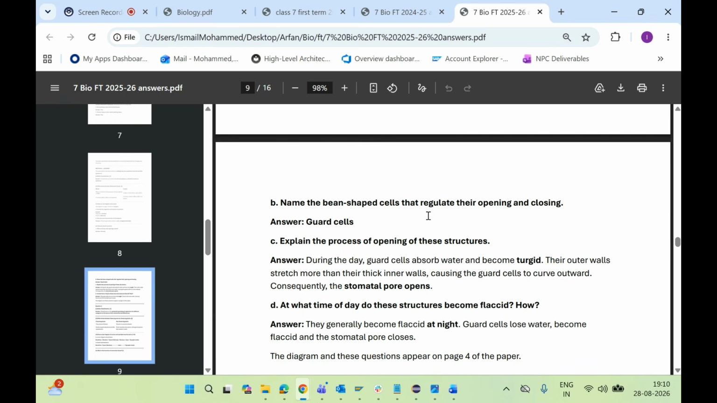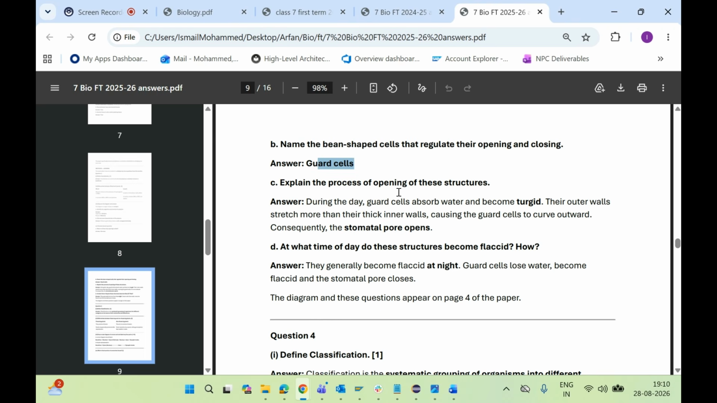And name the bean-shaped cells that regulate opening and closing. Those are the guard cells. The bean-shaped cells that regulate opening and closing are guard cells. Explain the process of opening and closing of these structures.